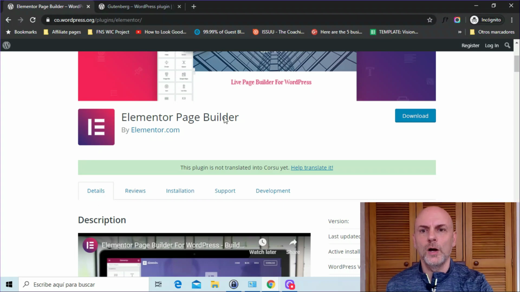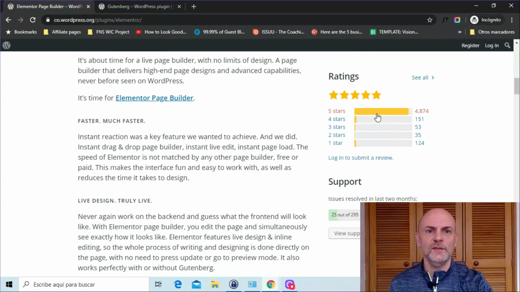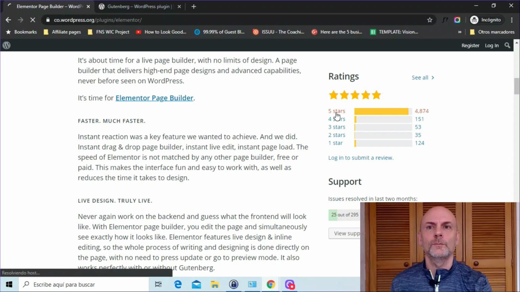So here I am on the WordPress page for Elementor. This is a page where you can download the free version of Elementor. We'll scroll down here to the ratings, and you can see that by far people give it a 5-star rating. 4,874 5-star ratings and only 124 1-star ratings. And of course, keep in mind that a lot of these people are rating the free version. If they had access to the pro version, they'd probably give it 10 stars. So you can see here that Elementor is not just popular, it's very well liked. People absolutely love Elementor.